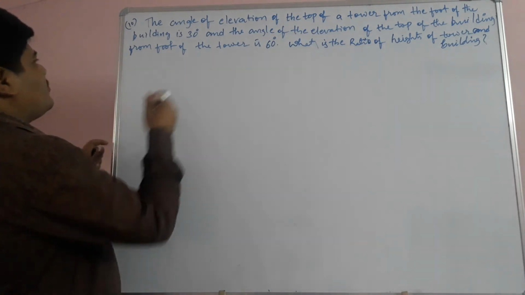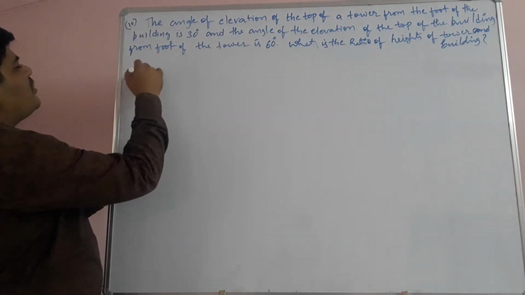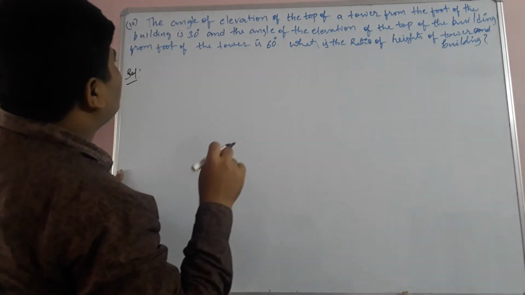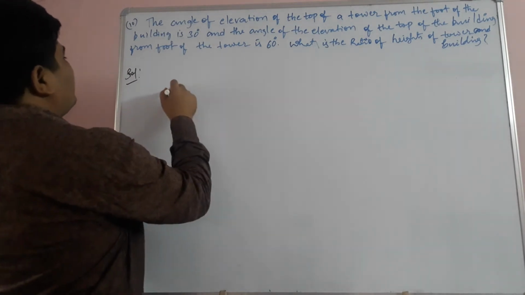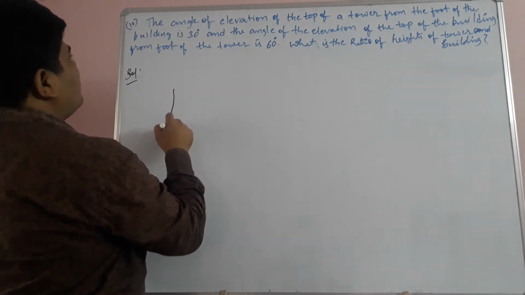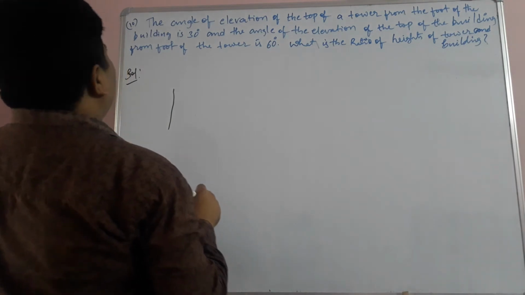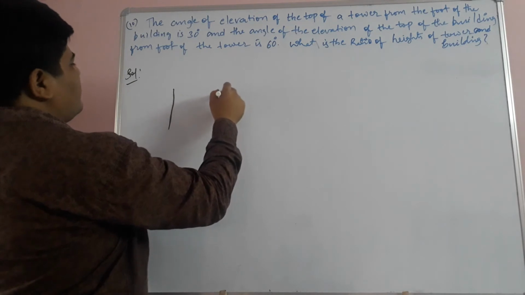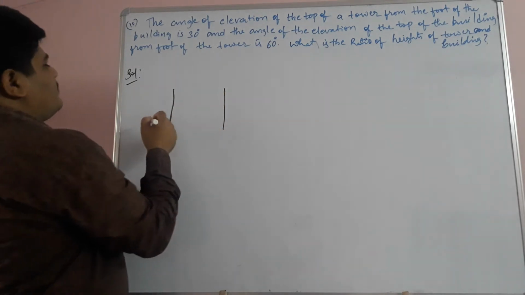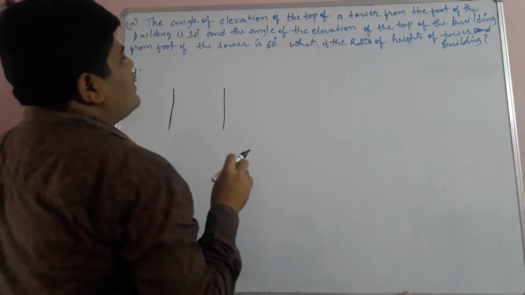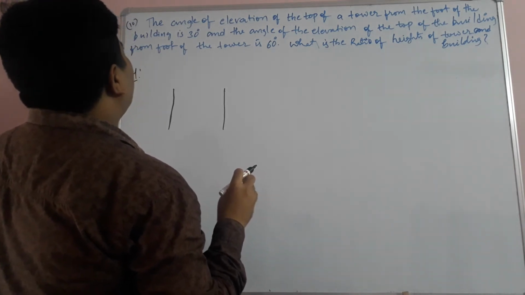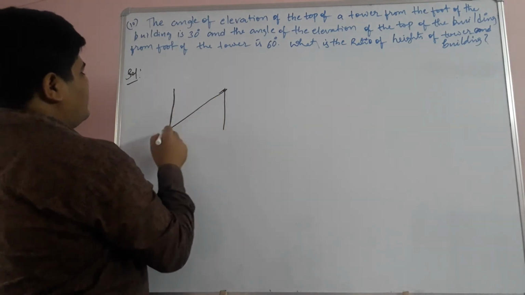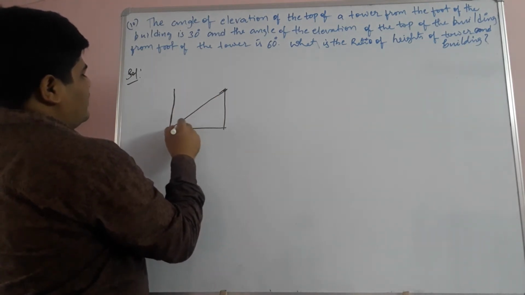And children, according to this given data, first we need to draw a neat diagram. The angle of elevation of the top of a tower from the foot of the building is 30 degrees. So suppose, children, from the foot of the building they mentioned, so this is the building, and this is the tower. This angle of elevation is 30 degrees.